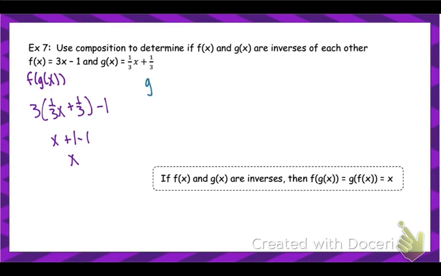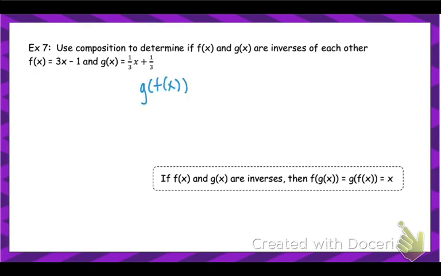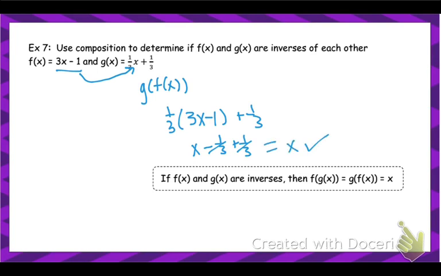I also have to do g of f of x. We have to do it both ways in order to prove that these graphs are actually inverses of each other. So for g of f of x, we'll take the f of x function and plug it into x in the g of x function. So this would be 1/3 (3x minus 1) plus 1/3. So then we can go ahead and distribute. 1/3 times 3 is just 1x. Minus 1/3 plus 1/3 gives me just x. So because f of g of x and g of f of x both equal x, then those two functions are inverses of each other.